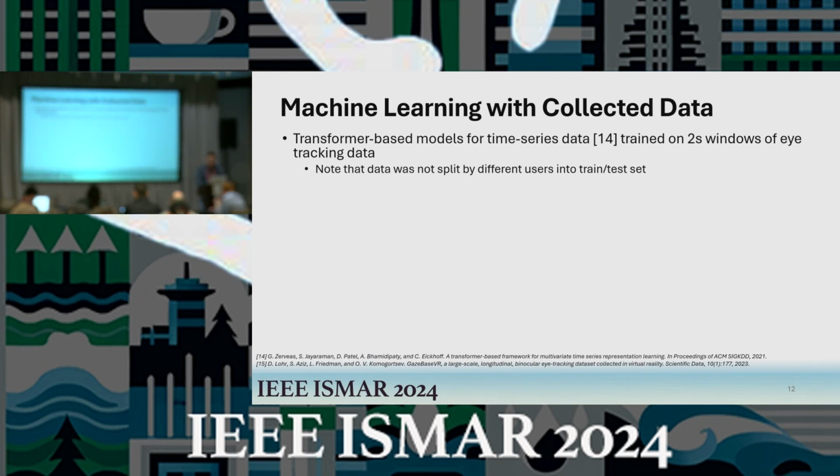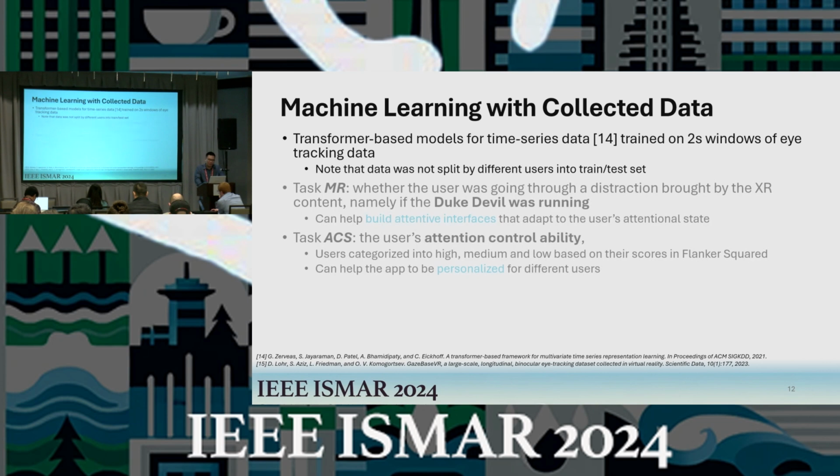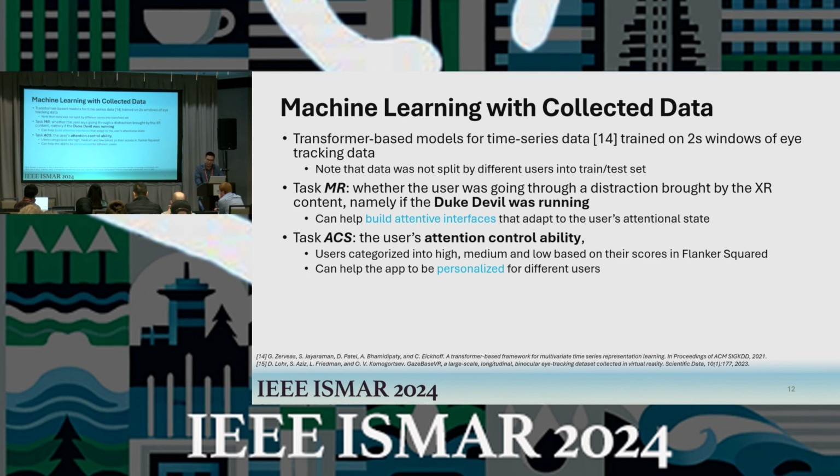Using the eye tracking data we collected, we also trained transformer-based machine learning models on 2 seconds of data. We performed 2 tasks: first, to predict if the mascot was running, and second, to predict the user's attention controllability. We chose the 2 tasks since they are both valuable for building apps that can adapt to attention-related features, either at task level or user level.